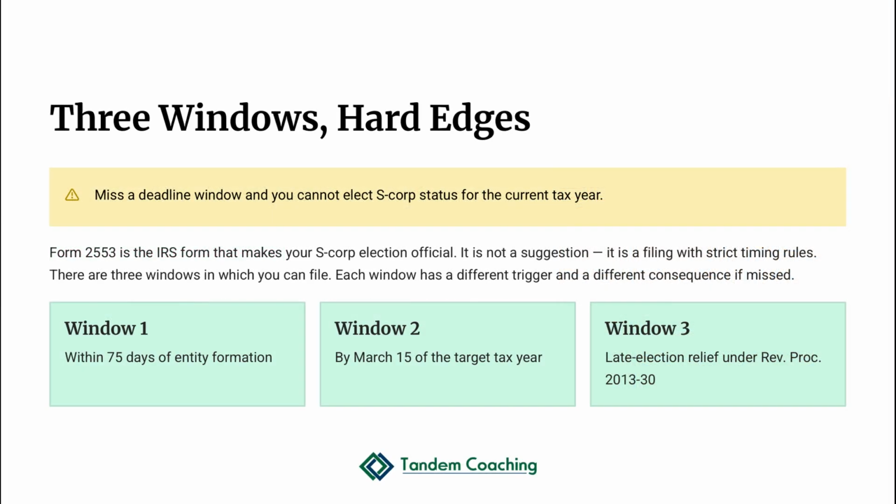3 windows, hard edges, that's the structure to keep in mind across this video. Form 2553 has 3 distinct timing paths, and each one applies to a different starting situation. Miss them all, and you cannot elect for the current tax year. The election pushes to the next year. The windows aren't suggestions. The IRS treats them as bright-line dates with specific consequences for being on the wrong side. Knowing which window applies to your situation up front avoids the year-end discoveries that the election you thought was in place actually isn't.